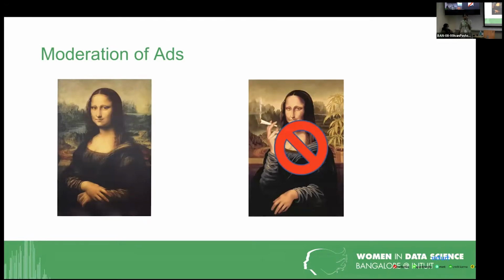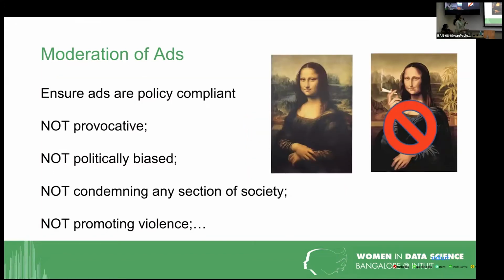So these are 2 Mona Lisa images. Which one would you reject, right? The one with the cigar, because that's promoting smoking. That's exactly what moderation of ads does: we want to protect the shopper trust and customer experience of ads.